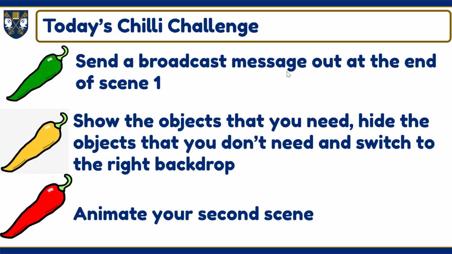So the Chili challenge for today is, first off, to send a broadcast message at the end of scene one. Then when we've done that, we're going to show the objects that we need, hide the objects that we don't need, and switch to the correct backdrop. And then once we've done that, we are going to animate your second scene. That's your Red Chili challenge.